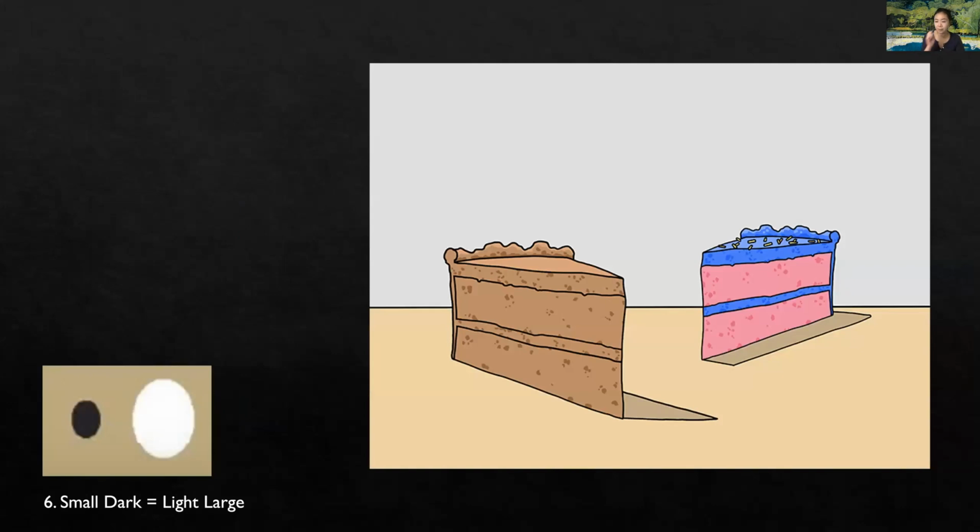And here is an interesting example. So this colorful piece of cake can be a small dark form, and the rest of the part, the saturated background and the piece of cake, can be a light large form. So it can be number 6, asymmetrical balance type.